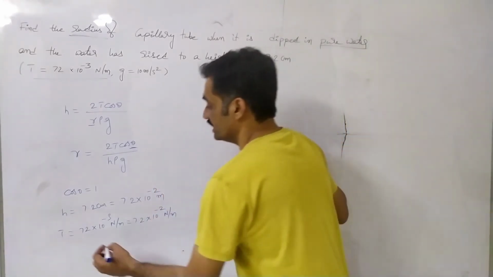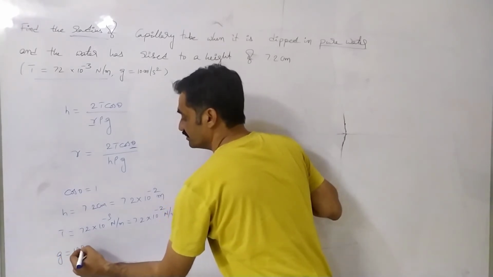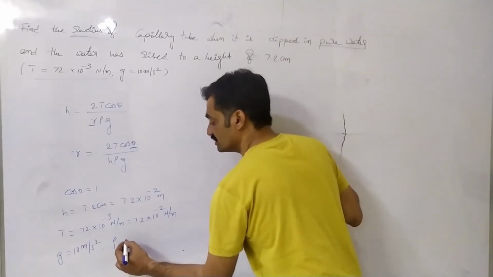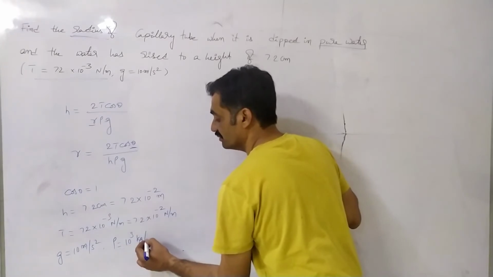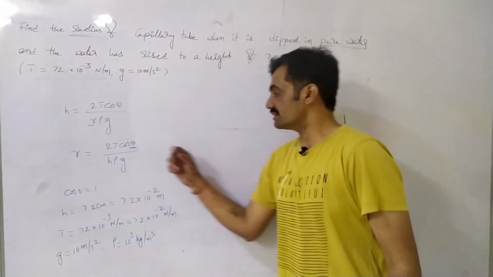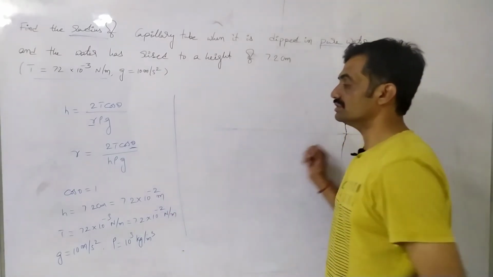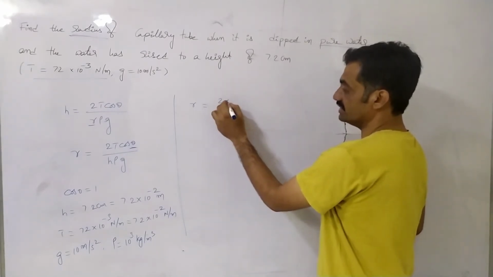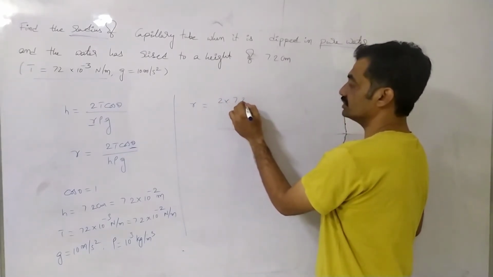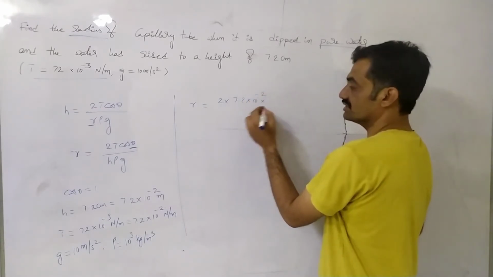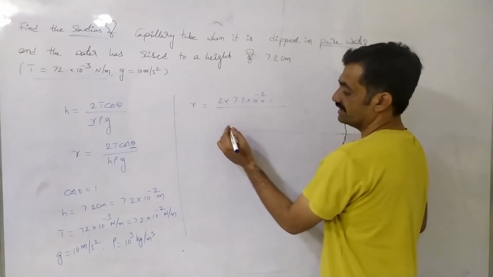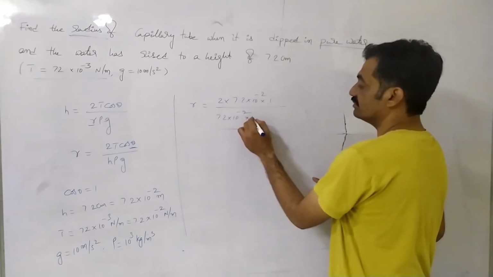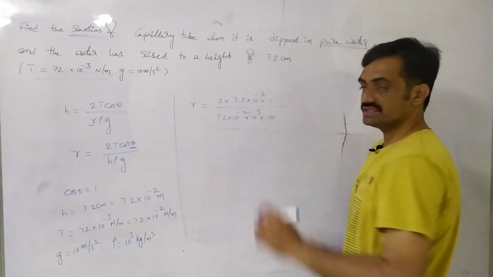And observe the value of g is 10 meter per second square, as well as we know the density of water as rho is equal to 10 to the power of 3 kg per meter cube. So as we know all the values, when we substitute this, we can find out the radius of the capillary tube when it is dipped in pure water. Observe that r is equal to 2 into surface tension, 7.2 into 10 to the power of minus 2, into cos 0 is 1, by height, 7.2 into 10 to the power of minus 2, and density is 10 to the power of 3, into acceleration due to gravity is 10.